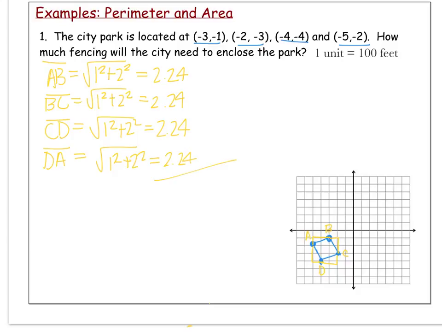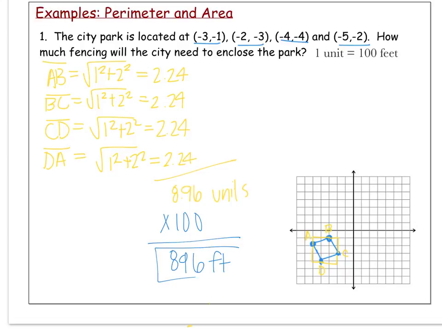Alright, so the perimeter is all sides added up. So I end up with 8.96 units. And I'm told that 1 unit is 100 feet. So if I have 8.96 units, I'm going to multiply that by 100 because every 1 unit is 100 feet. That's going to give me 896 feet. So I would need 896 feet of fencing to enclose that park. Make sure you write down any questions. If there's any numbers or anything that I did that doesn't make sense to you, please make note of it so we can talk about it tomorrow.